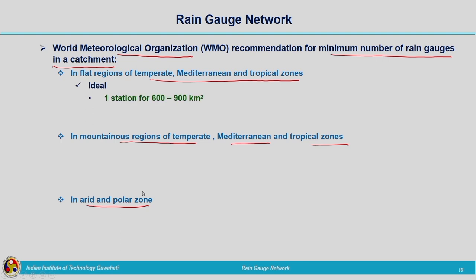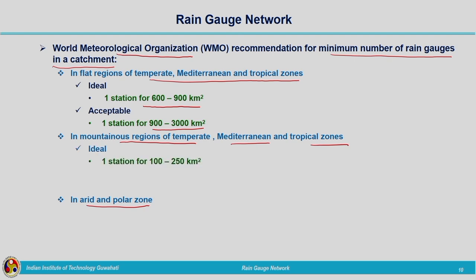The ideal condition is one station for around 600 to 900 square kilometers in a flat region. Even though it is not satisfying the ideal condition, one station for 900 to 3000 square kilometers is acceptable in the case of a flat region. And in the mountainous region, the ideal is one station for 100 to 250 square kilometers.